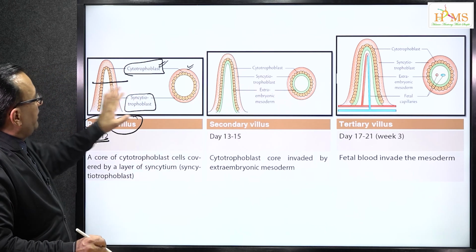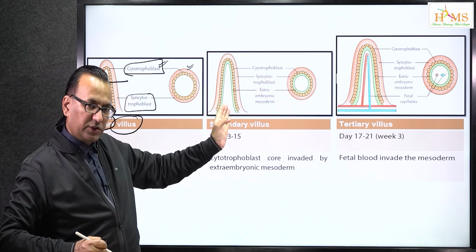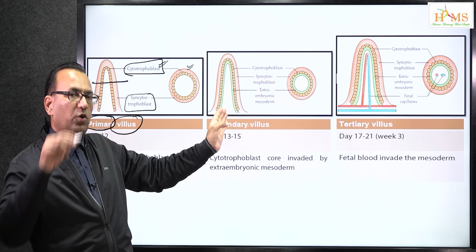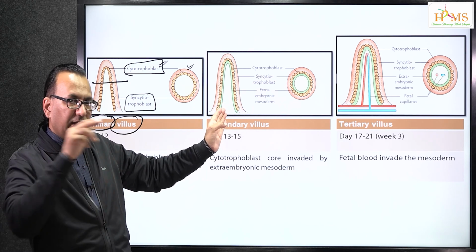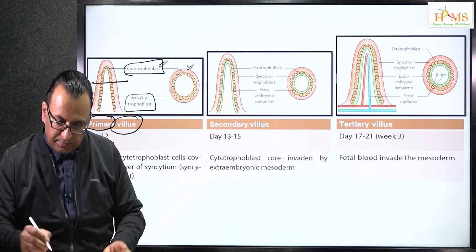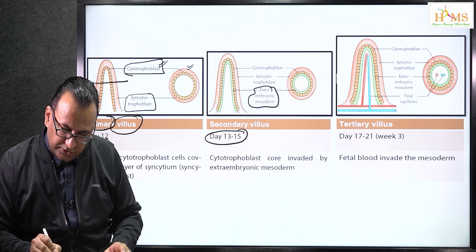Then we know that there will be some extra embryonic mesoderm formed, and we know that it is a controversy who is forming extra embryonic mesoderm. The final answer is the primary yolk sac cavity, the cell lining that will be forming the extra embryonic mesoderm. But as the extra embryonic mesoderm has come, which is after day number 13 to 15, this is called secondary villus.